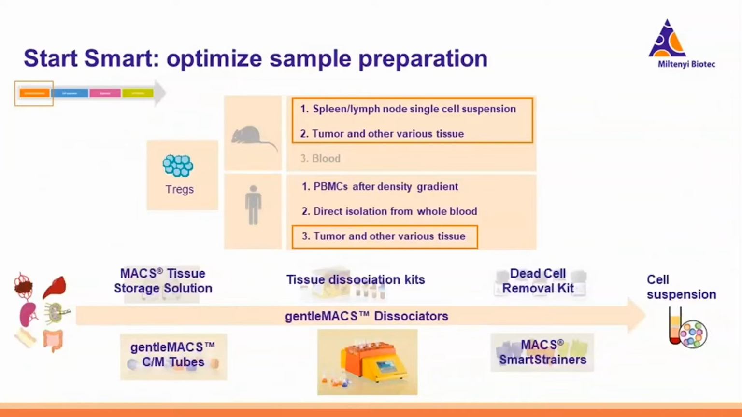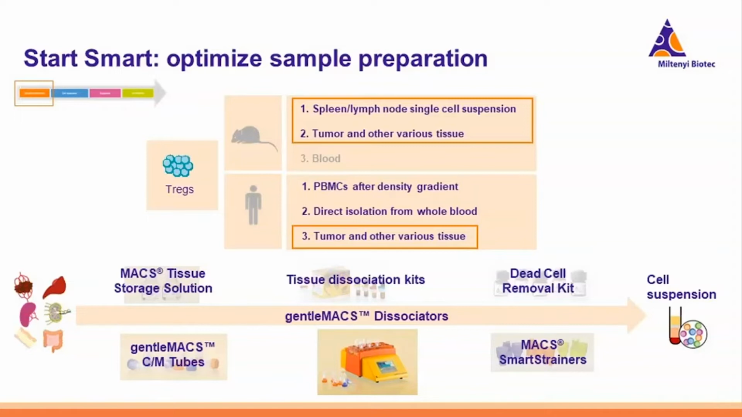Okay, let's start with the preparation of the sample. The secret of successful experiments lies in your starting material, because the quality of your sample preparation influences all downstream applications. Tregs are very sensitive and fragile cells, as you might know, so be aware that you need to be very gentle and careful during the sample preparation. The main sources of Tregs in mouse are spleen, lymph nodes, as well as tumor, or they can be found in various tissues. In human, Tregs can be isolated from PBMCs, blood, and different organs and tissues, and also tumors as well.